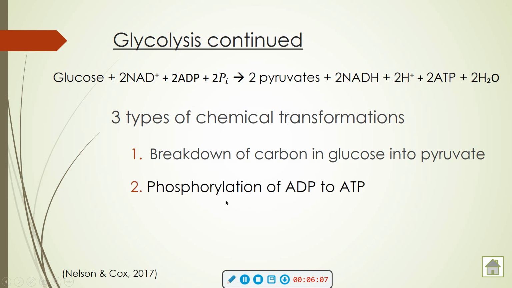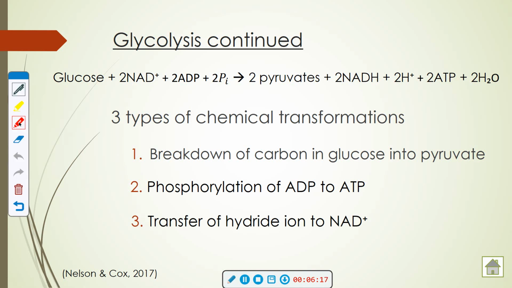Then you get the phosphorylation of the ADP to ATP. And actually, I do want to go back. So glucose to the 2 pyruvates. We have 6 carbon to 2 of the 3 carbon. That's number 1.